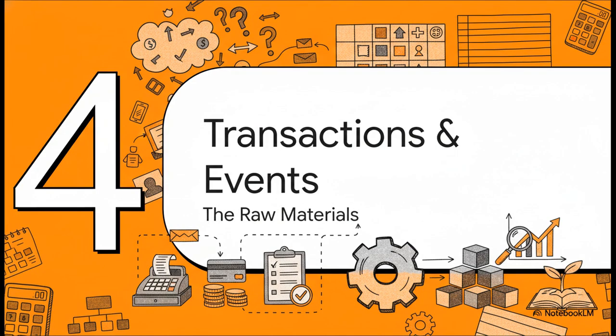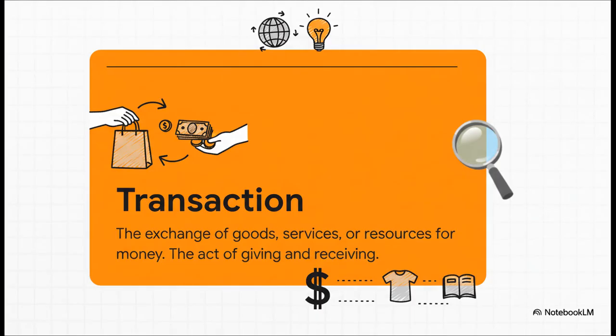Okay, so we have the process and we have the rules. But what are we actually recording and classifying? What's the raw material here? Well, the definition gives us that too: transactions and events. The first raw material is a transaction. It's super simple. It's just the exchange, the act of giving and receiving. A customer buys a product, you pay an employee. That's a transaction. It's that initial moment of action.